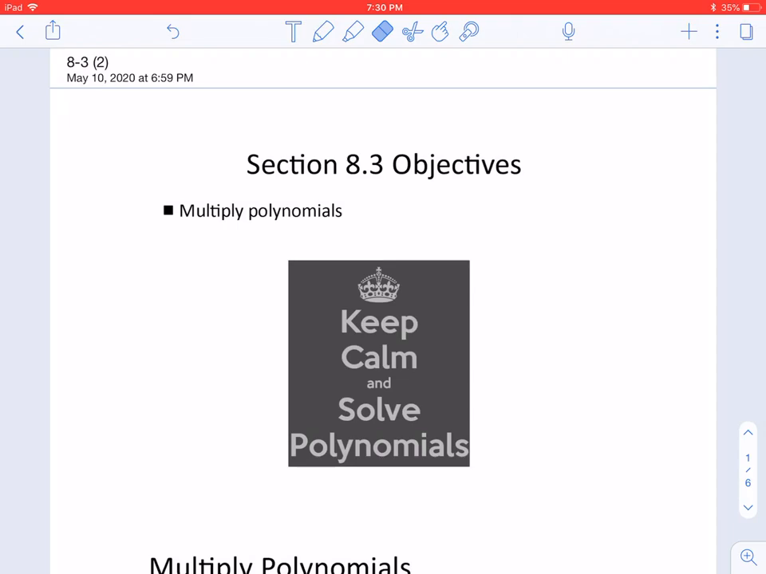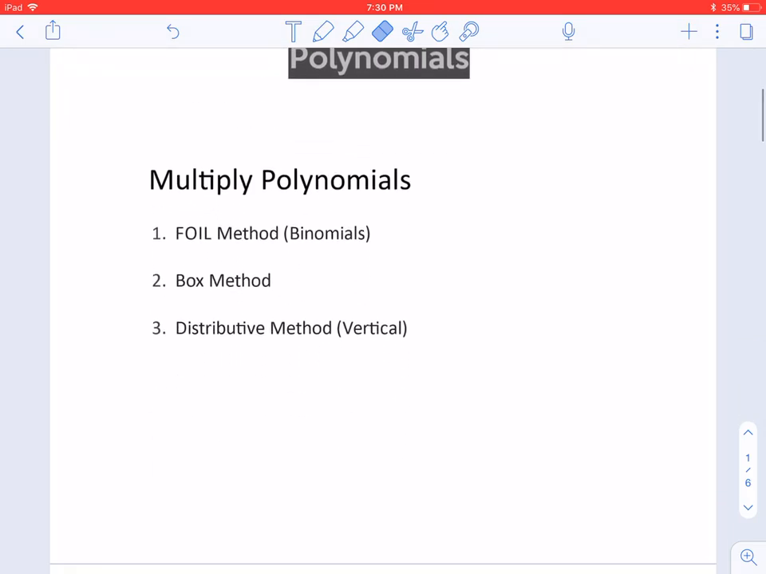I am going to show you how to multiply polynomials, and this is a little bit different than what we did in the last section, in that the last section you were multiplying a monomial times a polynomial. In this section, you're going to be multiplying a polynomial times a polynomial. Now, there are a couple of ways to do this. There are actually three ways to do this.